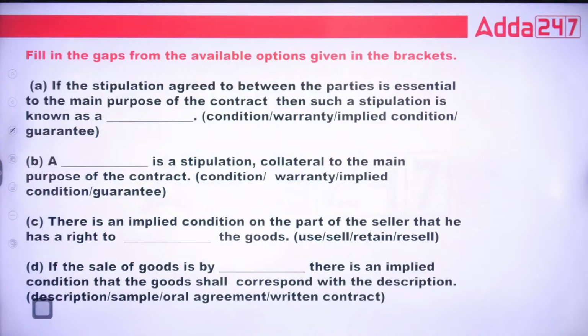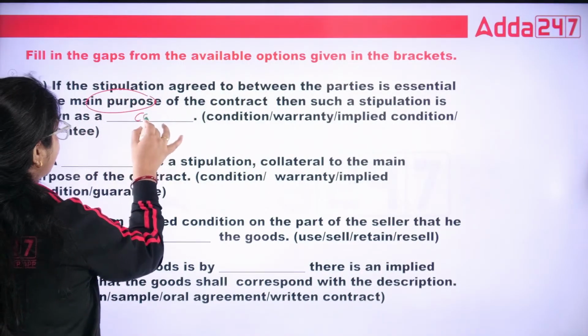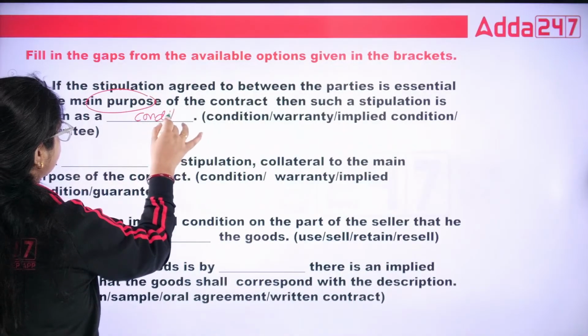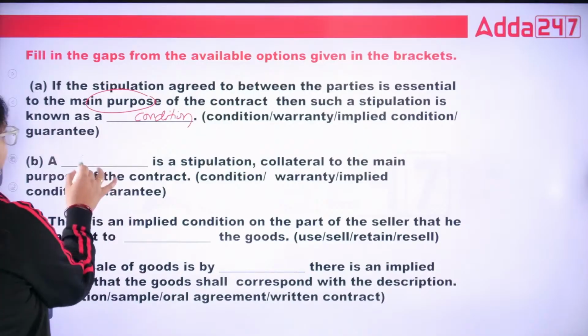If the stipulation agreed between parties is essential to the main purpose, so class, main purpose, this is called what? Condition. A dash is a stipulation collateral to the main purpose of the contract. Collateral, so collateral is what? Warranty.